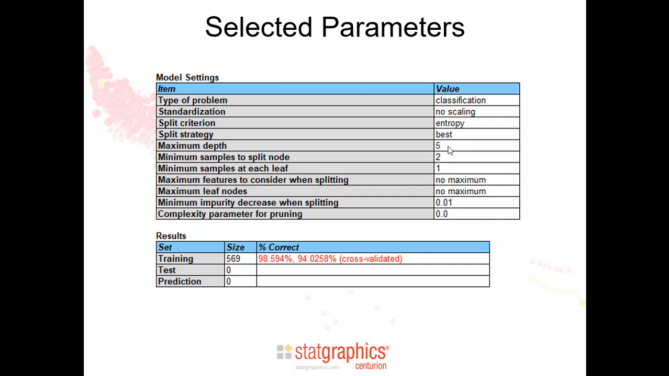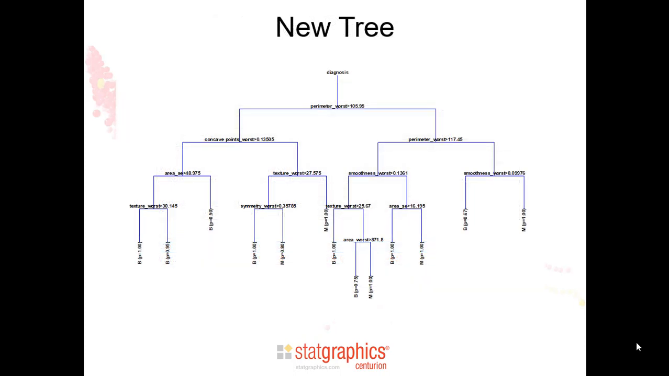It also changed the maximum depth of the tree from 3 to 5. This resulted in an almost 2% increase in the percent of correct predictions during cross-validation. This diagram shows the new tree. It's interesting to note that the first split at the top now involves a different feature. It's the worst value of the perimeter.